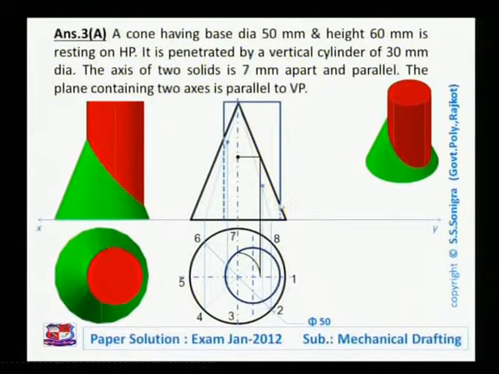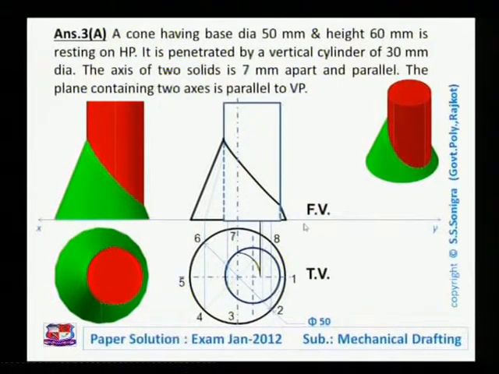Now join all these points with a smooth curve like this. So this curve, which is shown over here, is drawn like this. In the examination, you have to draw this view considering this image in your mind. If this image is clear to you, then you can easily draw this curve. You can trace these points much more easily.